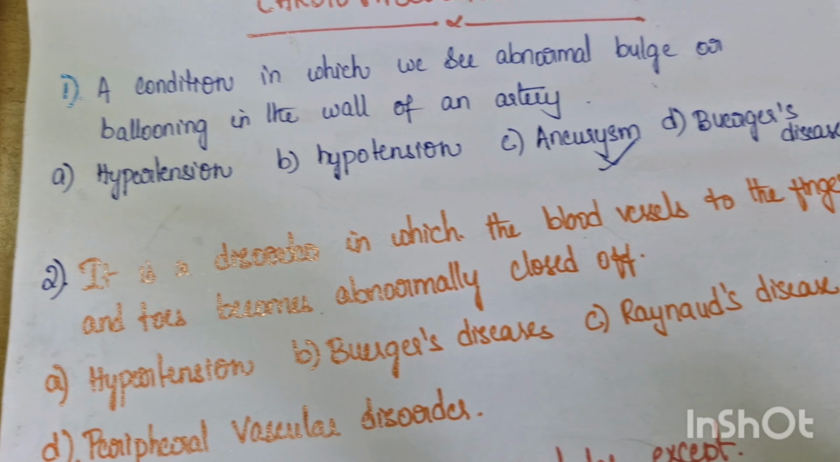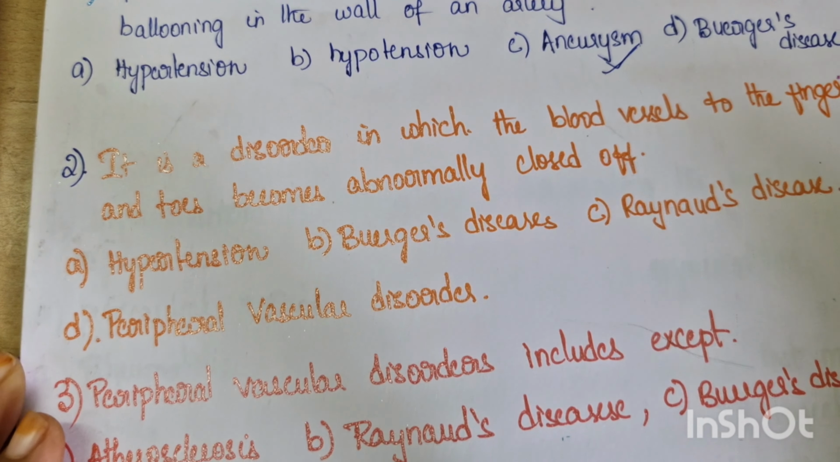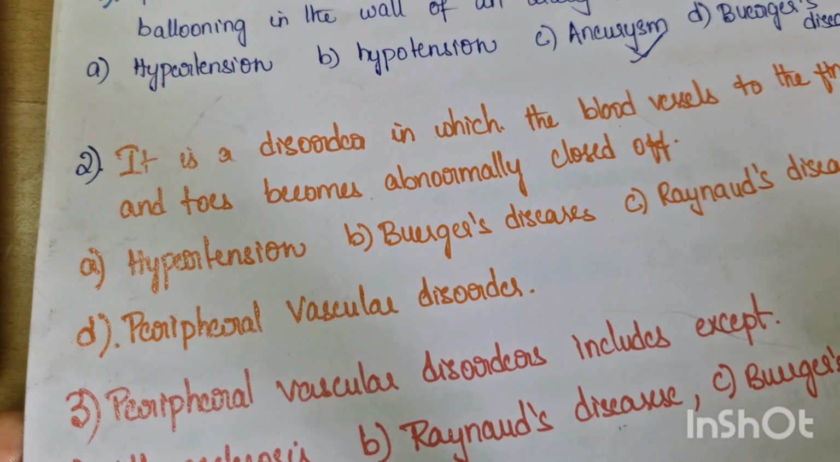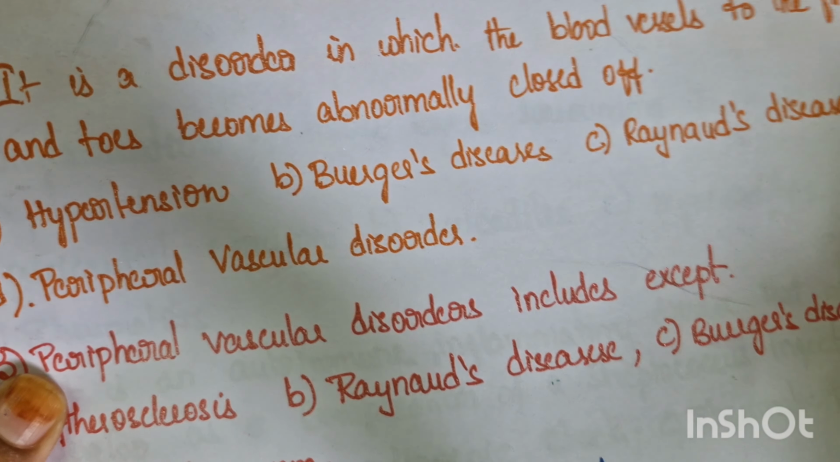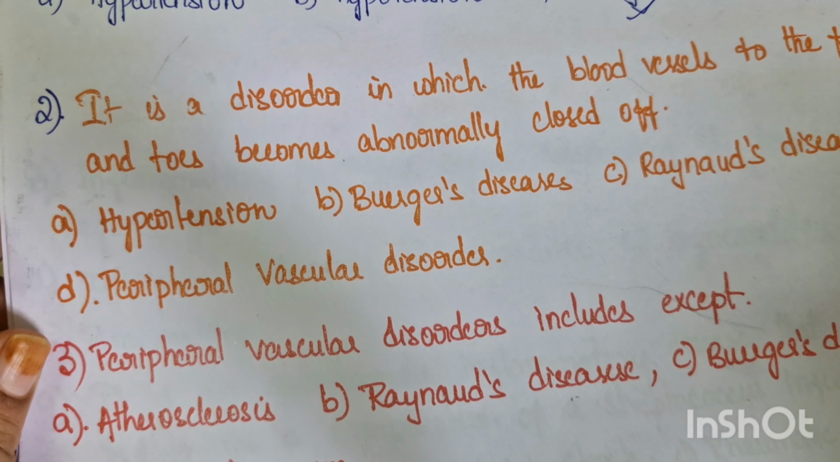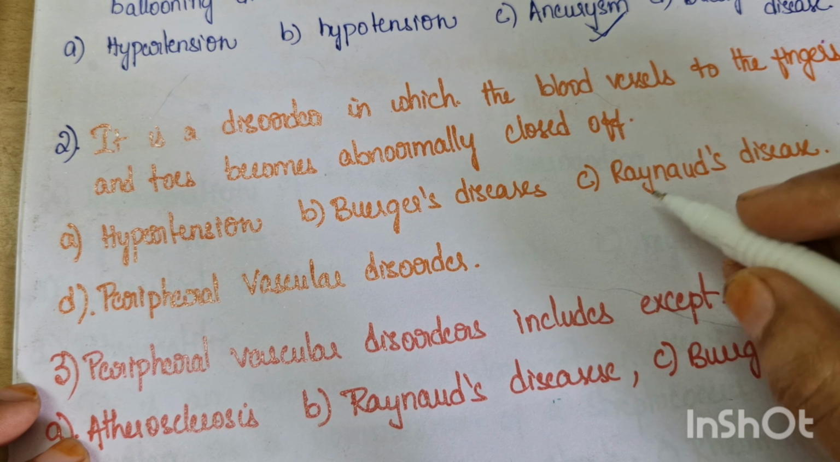The next question is: the disorder in which the blood vessels of the fingers and toes become abnormally closed off. This is the condition in which the blood vessels of the fingers and the toes, the peripheral areas, become abnormally closed off. There is no other condition behind it, it is just abnormally closed off. So what will we call that condition? They have given the options: hypertension, Buerger's disease, Raynaud's disease and peripheral vascular disease. Can you guess the answer? The answer is Raynaud's disease.